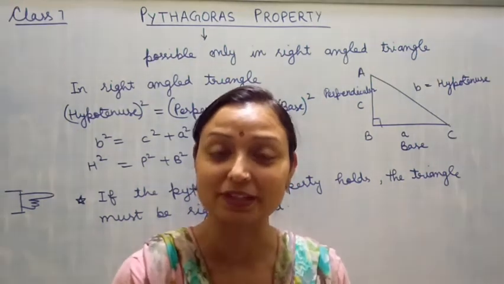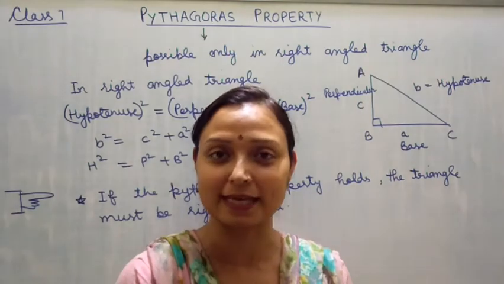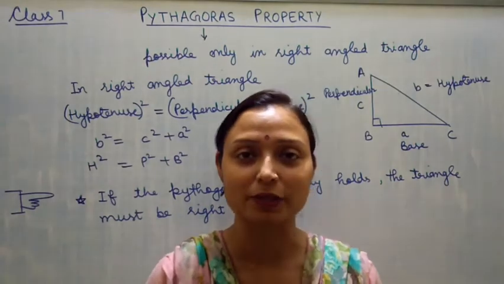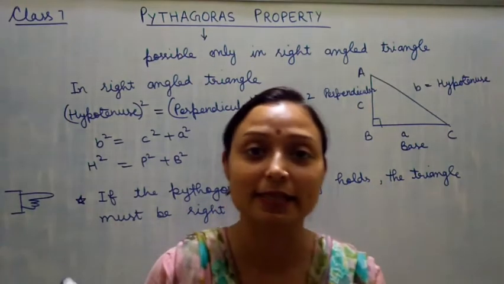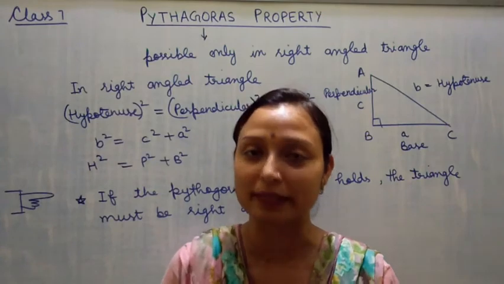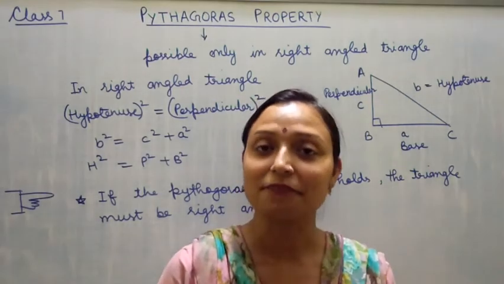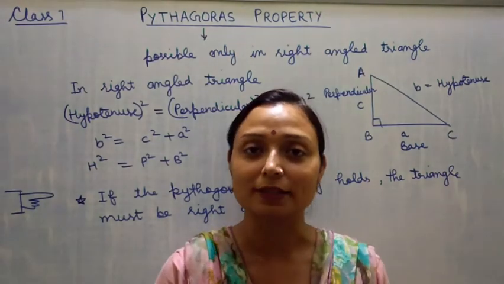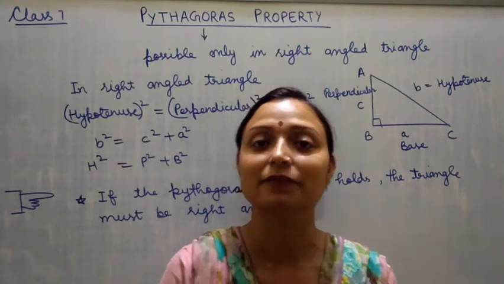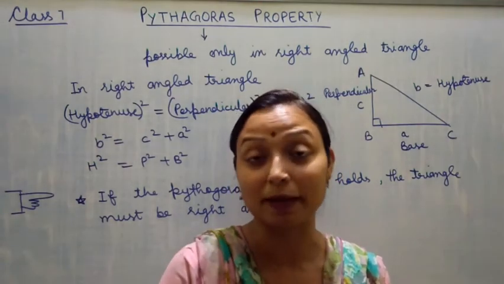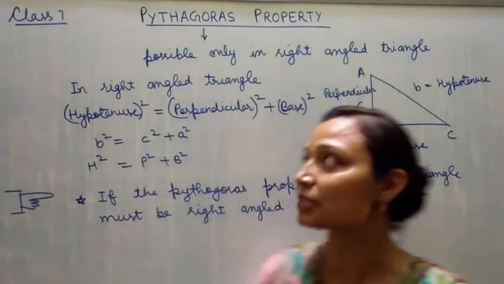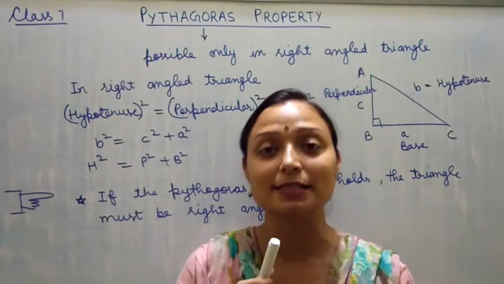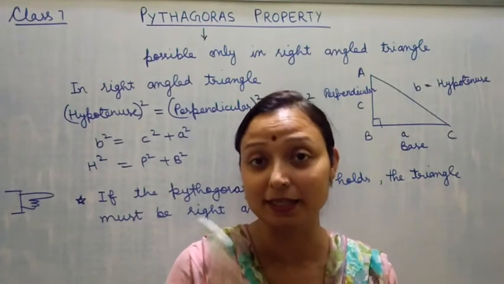In the lecture of class 7, today I will start the new exercise that is based on the Pythagoras property. What is this Pythagoras and why is its name Pythagoras? Actually, there was a Greek mathematician who found one property for the right angle triangle, and he gave that property the name Pythagoras property. That's why the property is known as the Pythagoras property, because it is the name of a Greek mathematician.